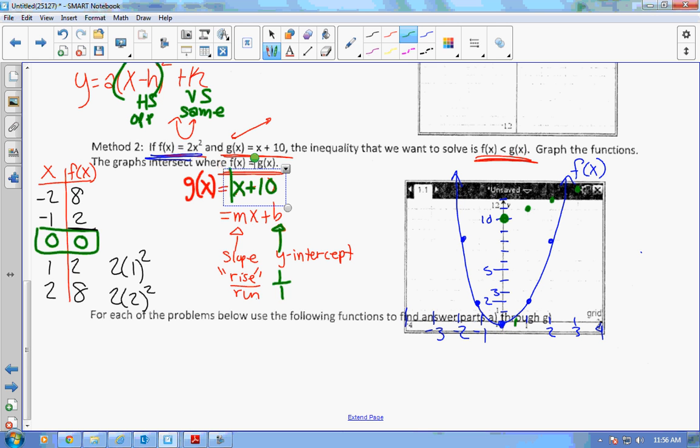Go down 1, left 1, down 1. Ooh, interesting. What just happened? They intercepted at the exact same point. Down 1, left 1, down 1, left 1. And it should be a line, linear, like we predicted. So, because of the equal sign, it is a solid line, g of x.